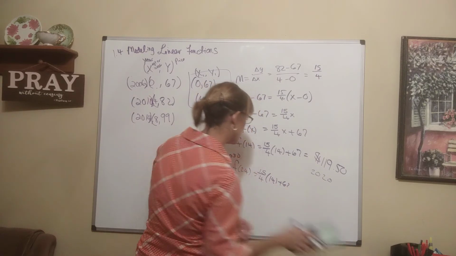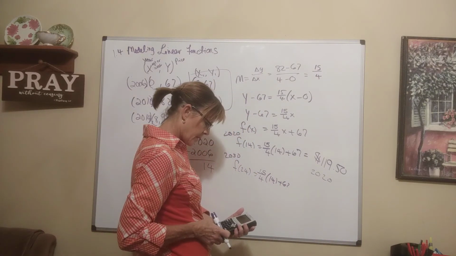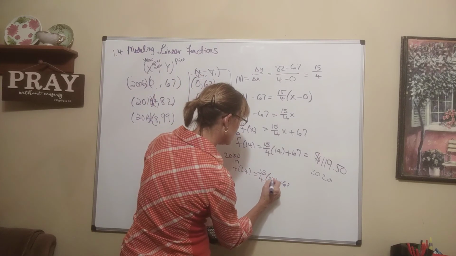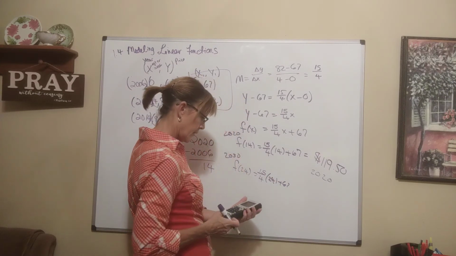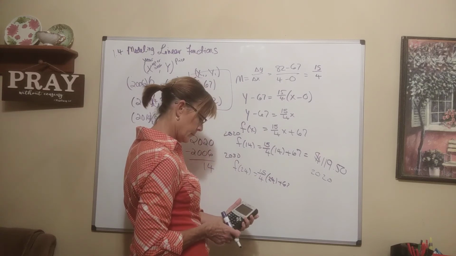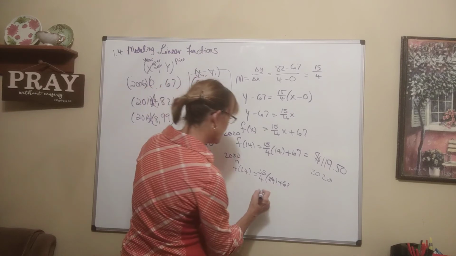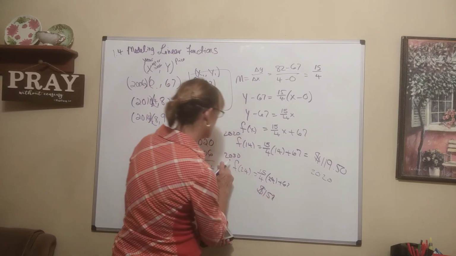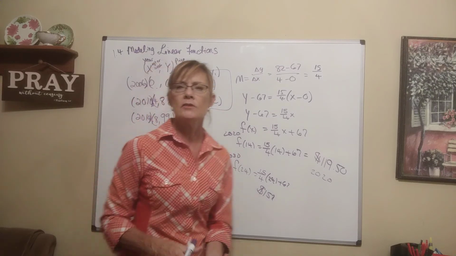Let's just see what that would give us. 15 divided by 4. Wait, 24 is what I meant to put in this time. 24. Okay. 15 over 4 times 24 plus 67. The price would be $157 in 2030.